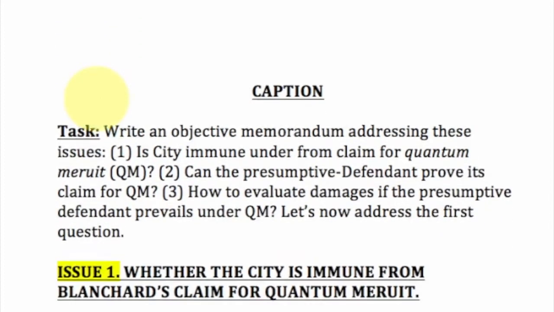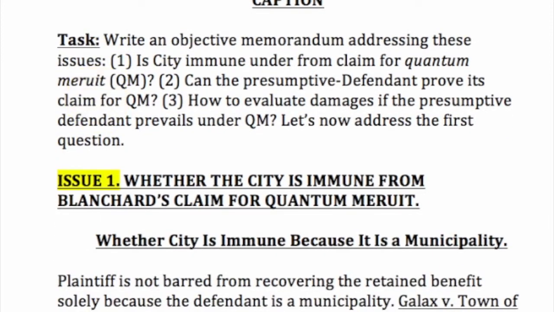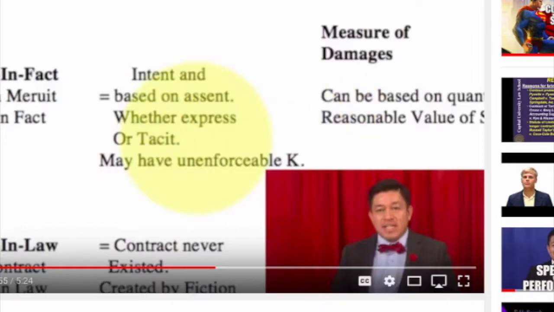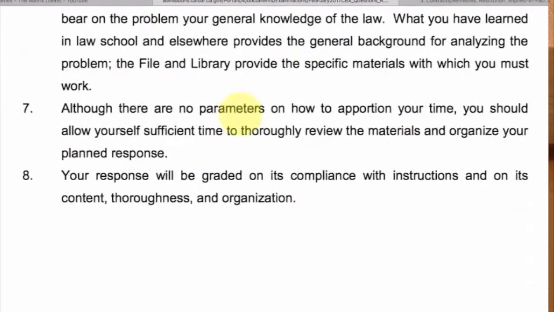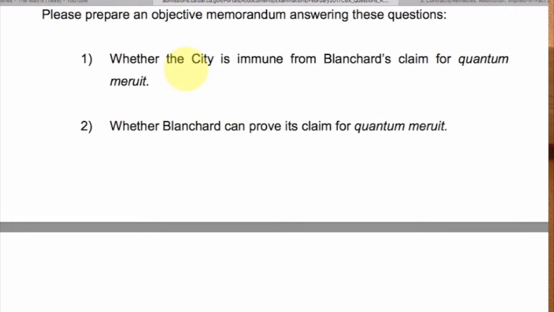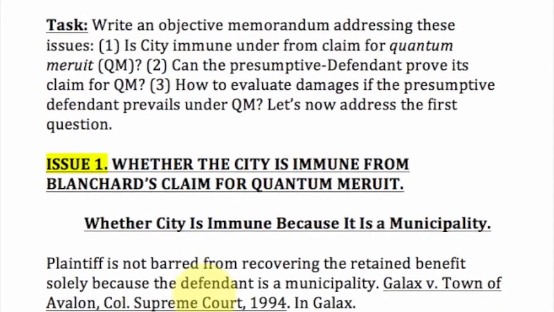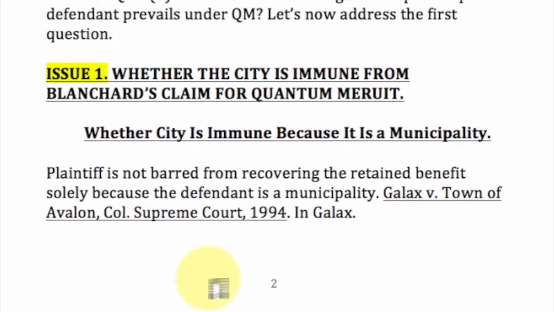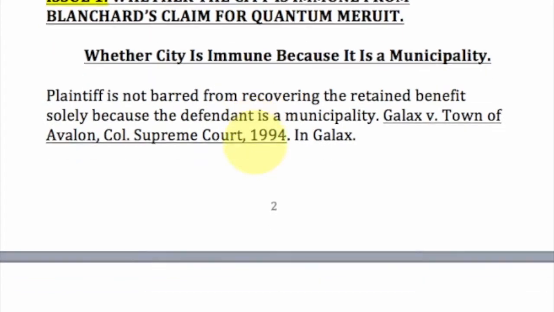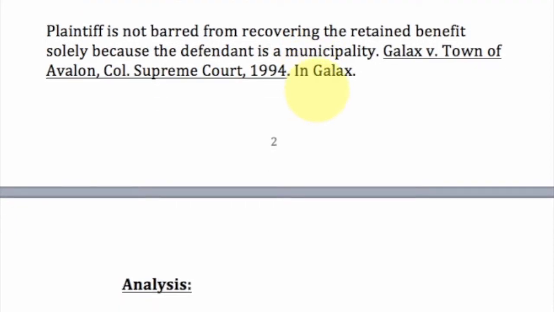So let's see. Of course, caption, I'm not going to get too much into that. So the task, let's see what the tasks were. Let's go to the actual exam. Instructions, here it is. Whether the city is immune from Blanchard's claim for quantum meruit. So let's go ahead and begin the discussion. Whether the city is immune: plaintiff is not barred from recovering solely because it is a municipality. So we have that right away.